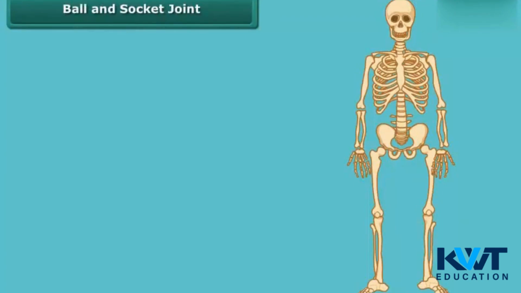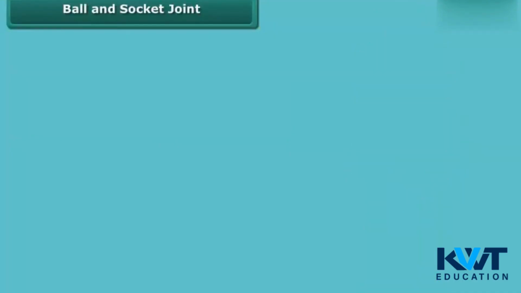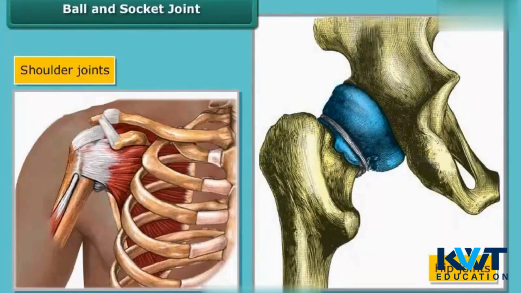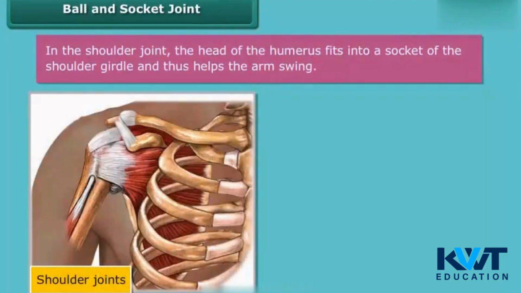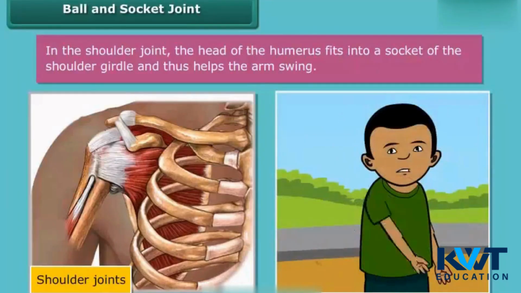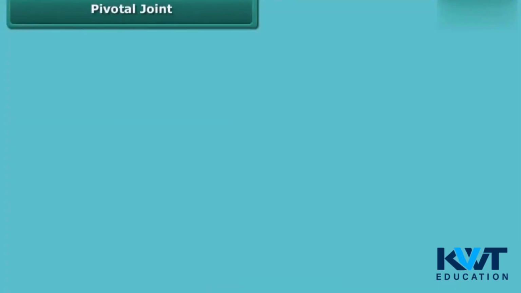Ball and socket joint. In a ball and socket joint, one end of a bone is rounded and ball-like and fits into a cup-like depression of the other bone. It provides movement in any direction. Shoulder joints and hip joints are examples of ball and socket joint. In the shoulder joint, the head of the humerus fits into a socket of the shoulder girdle and thus helps in arm swing. In the hip joint, the large ball-like head of the femur fits into the deep socket of the hip girdle.